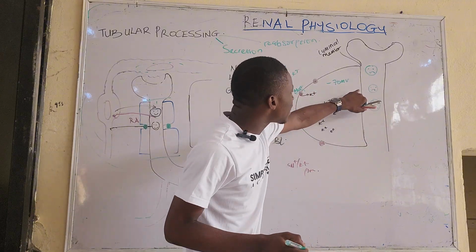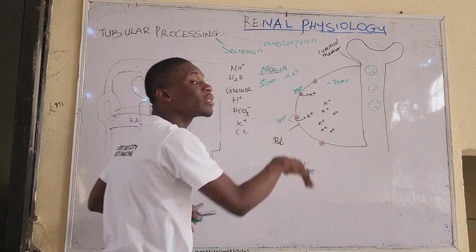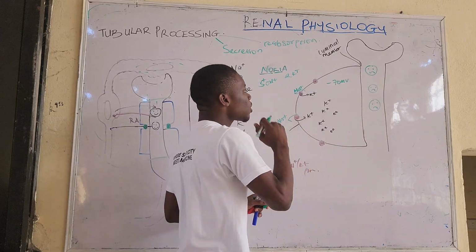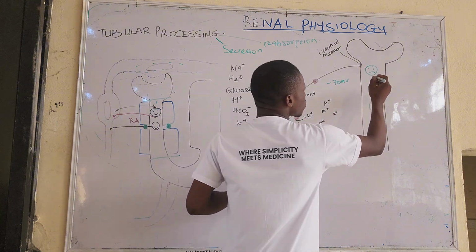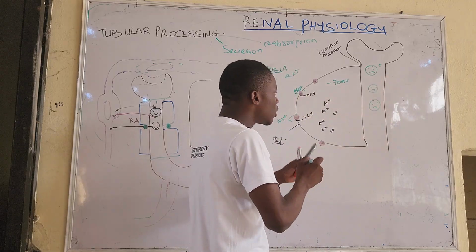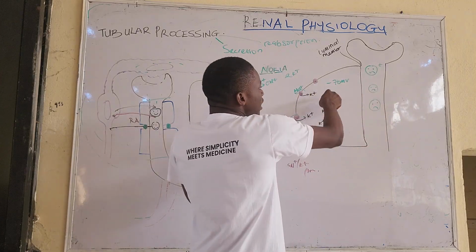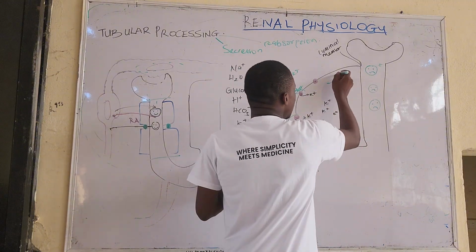So how is he thinking, how will I leave this place? Because if he does not get filtered, it's going to come out as urine. He does not want to leave the body. So what's he going to do? When he comes here, look at sodium. Sodium is positively charged. Don't forget, sodium is positively charged. Are you following me? This cell is negatively charged because it's minus 70. The cell is minus 70.